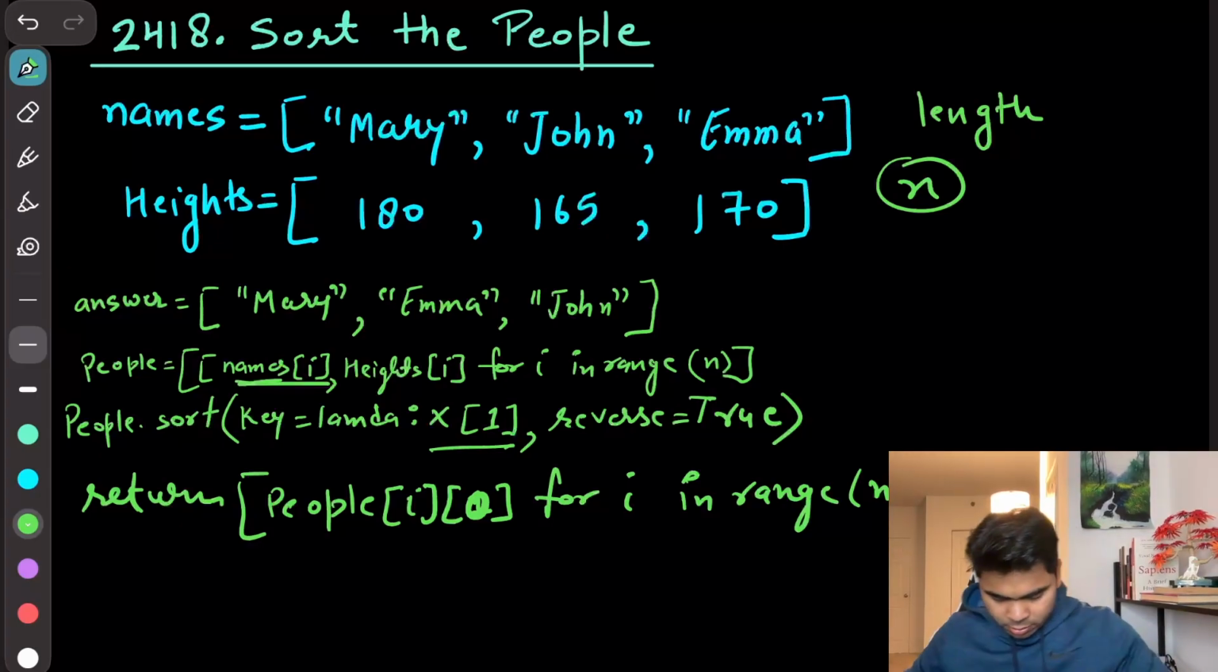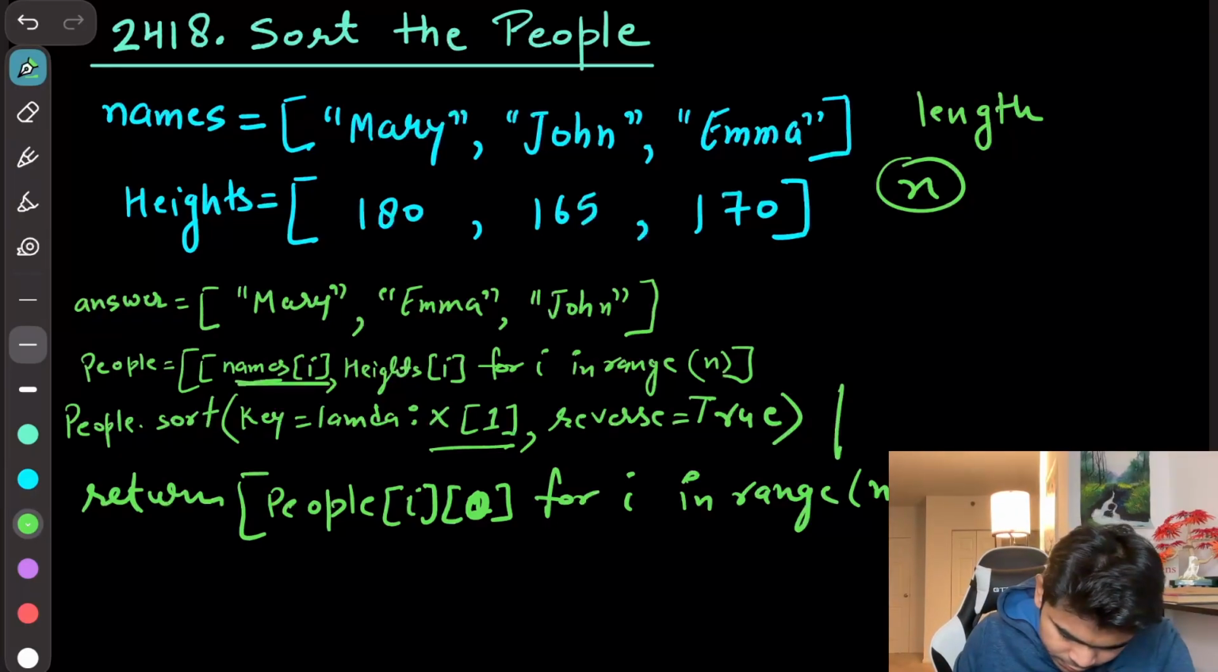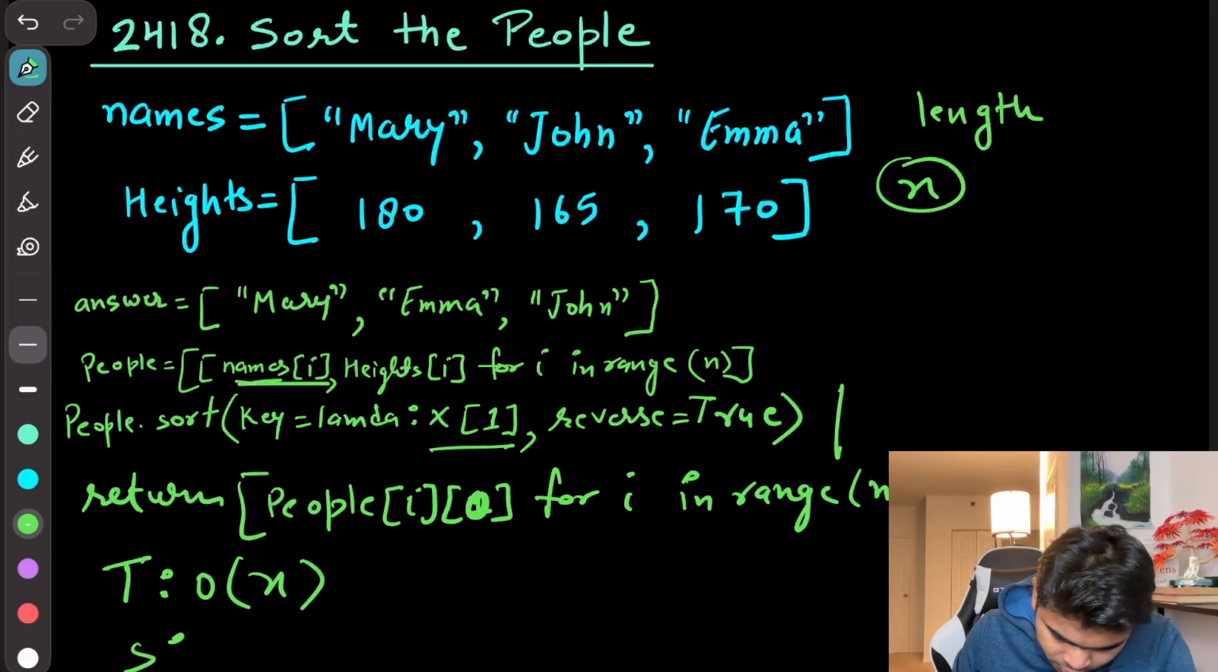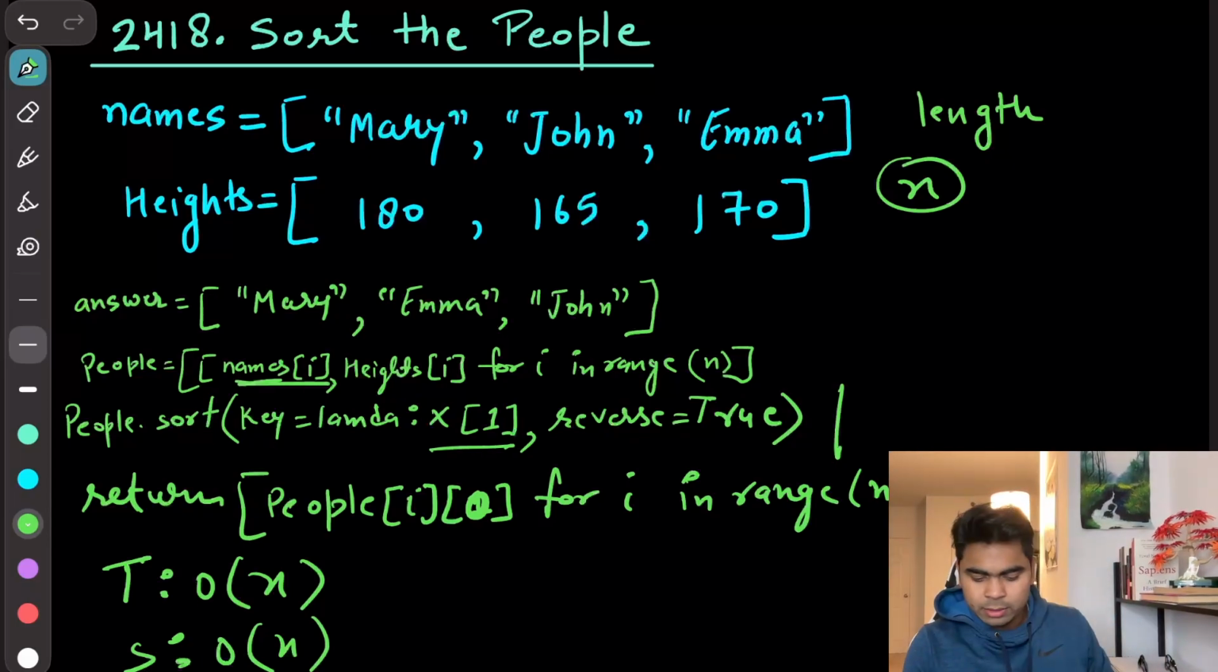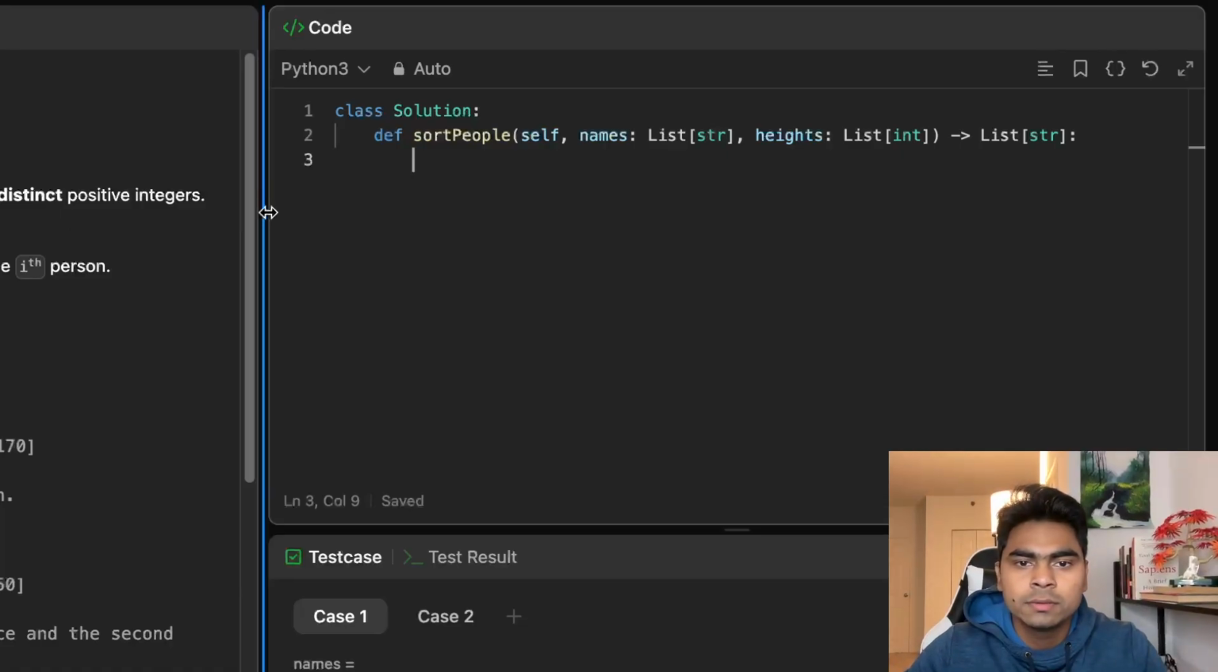All right, so let's code it up. In this way, the time complexity is big O of n, and space complexity is also big O of n. Right, that is it. Because at the end of the day, you will be returning your answer without modifying the original arrays, so this is a perfect way of solving your problem. Let's code it up. Let's go to LeetCode.